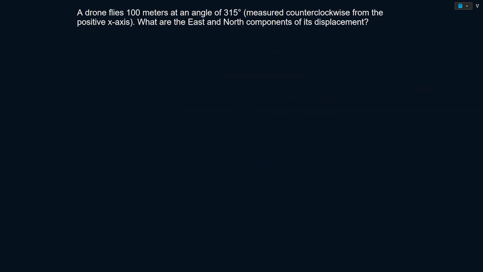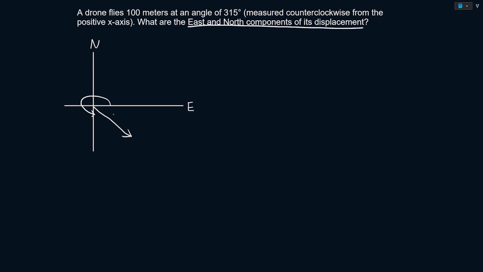A drone flies 100 meters at an angle of 315 degrees measured counterclockwise from the positive x-axis. What are the east and north components of its displacement? In order to visualize the problem, we'll graph it. 315 degrees from the positive x-axis wraps it all the way around, and the drone will be flying in this direction. In order to find the east and north components of its displacement, we can form a right triangle with its flight.